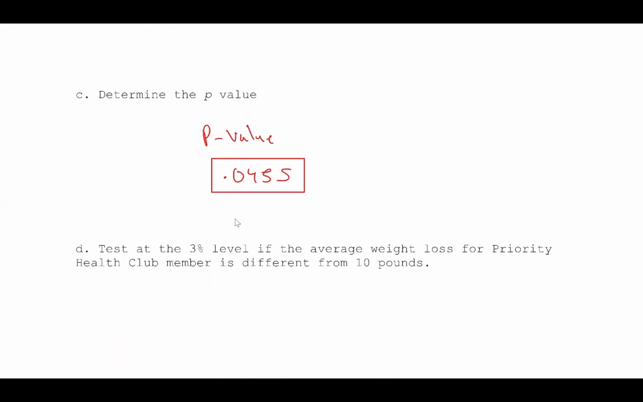So if you look at this one, it says test at the 3% level if the average weight loss for Priority Health Club members is different from 10 pounds. For this one, they're giving me alpha. So alpha is 0.03, p-value is 0.0455. Which one's bigger, p-value or alpha? P-value. Yeah, great job. So p-value is greater than alpha. So in this case, you say fail to reject H0. If I fail to reject H0, that means there's not enough evidence.